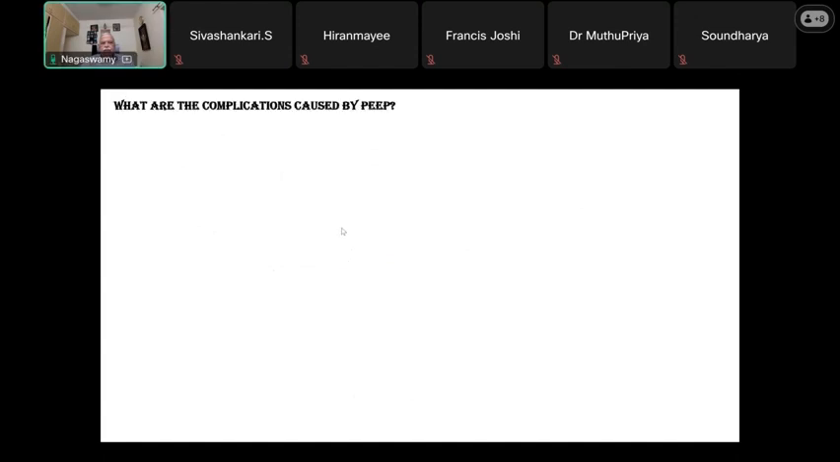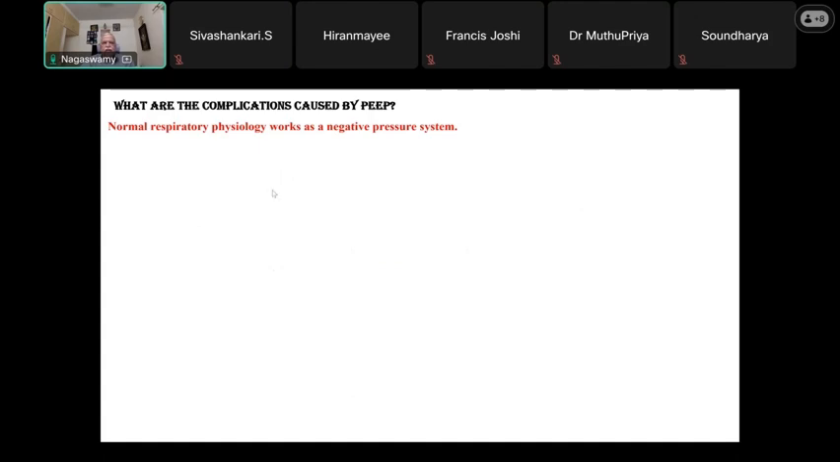What are the complications caused by PEEP? Hypotension. Hypotension, very good. Why hypotension? Venous return is impaired, sir. Venous return, because the negative pressure which is required for venous return to the right side of the heart is abolished completely by the positive pressure created inside the thorax.